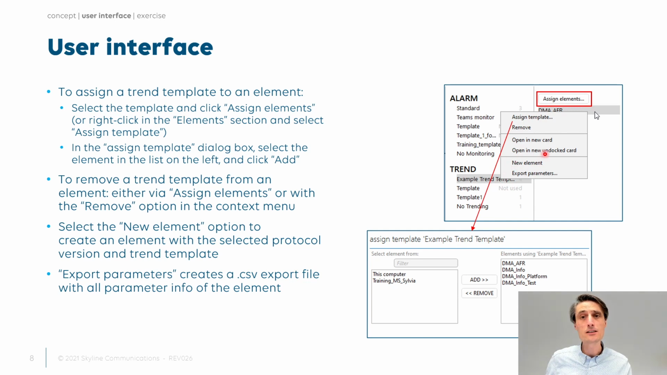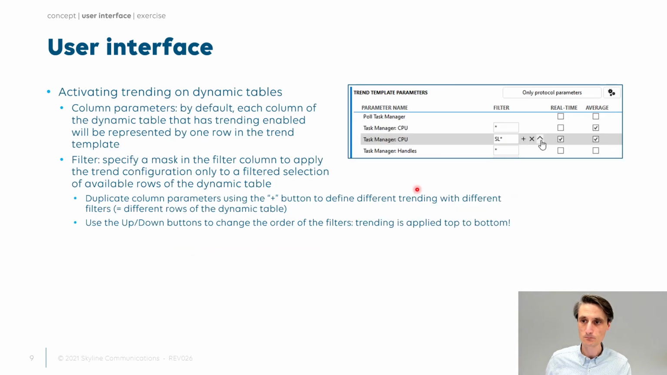You can immediately also create a new element from here as well. So if you created a trend template, you can immediately create a new element from here. You can again export the parameters into a CSV export file as well.